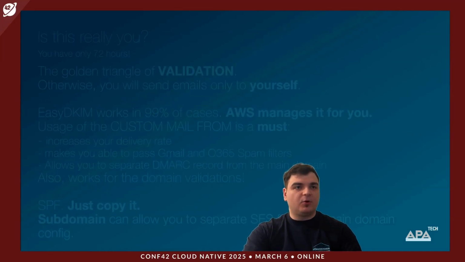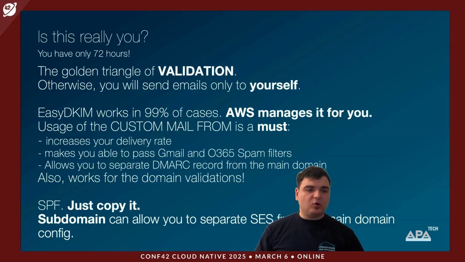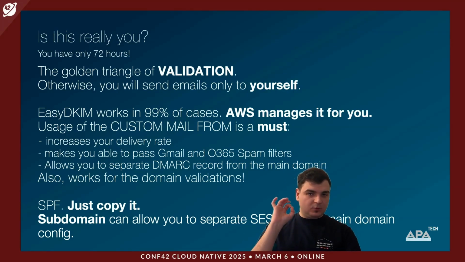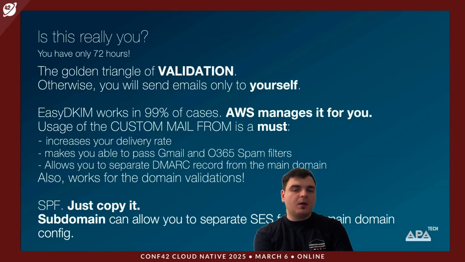What is important now? You have your domain and your application. Everything in SES starts with validation. You cannot even start coming out of the sandbox, because you need to try out the sending to see how it behaves, and you have only 72 hours. Why? Because when you create the identity, you have 72 hours for validation. Then the keys will expire.